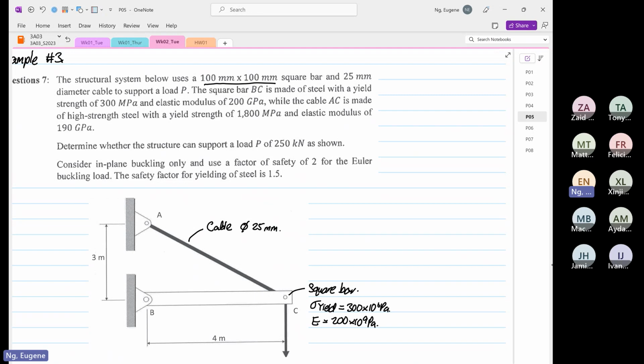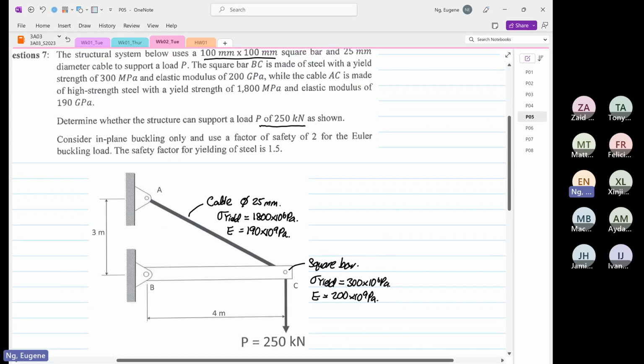While the cable is made of high strength steel with a yield strength of 1800 megapascal. So we know that the stress yield, wow, this is a very strong cable, is 1800 times 10 to the power 6 Pascal or 1.8 gigapascal. And it has a Young's modulus E, which is equal to 190 times 10 to the power 9 Pascal. Determine whether the structure can support a load of P equal to 250 kilonewton.